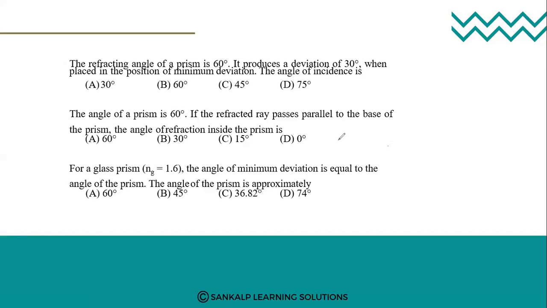As we know, the relation between the angle of incidence and the angle of deviation is given by i is equal to (delta m plus A) divided by 2. The angle of minimum deviation is there, A value is there, therefore i is equal to 60 plus 30 divided by 2. So 60 plus 30 is 90, and 90 by 2 is 45. Therefore option C is the answer. Okay, copy down and let us see the next question.